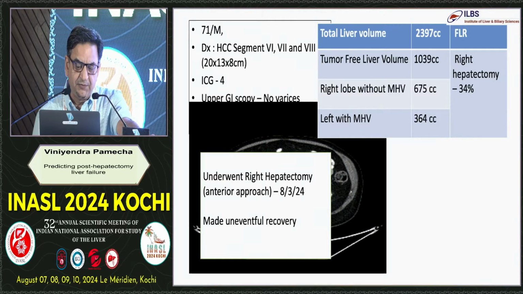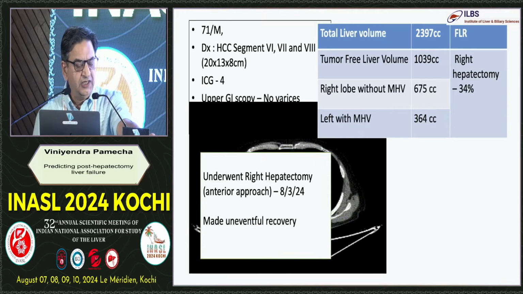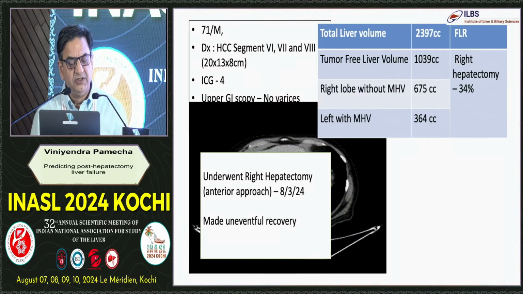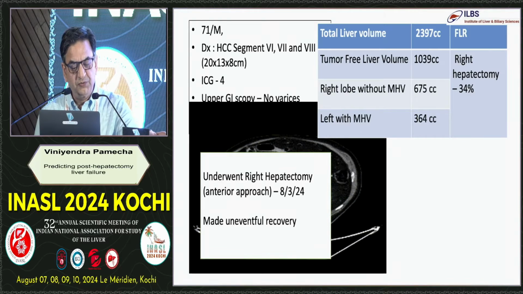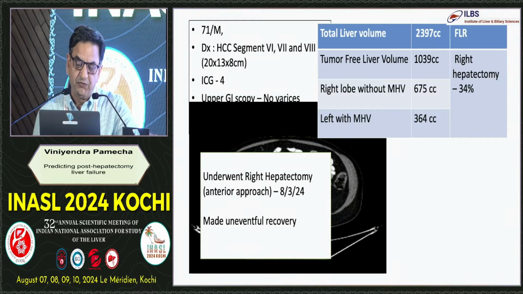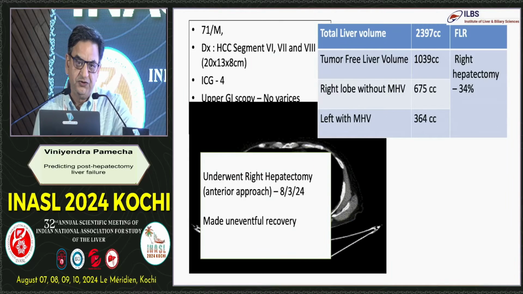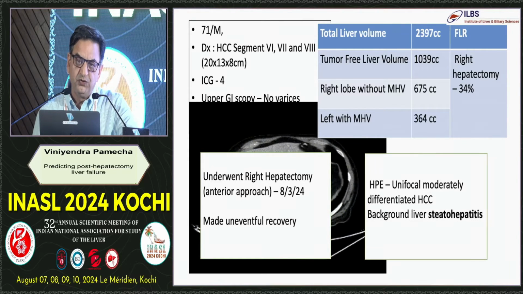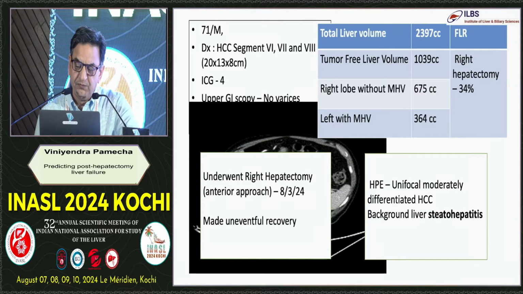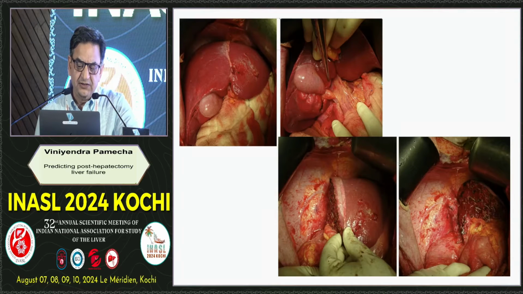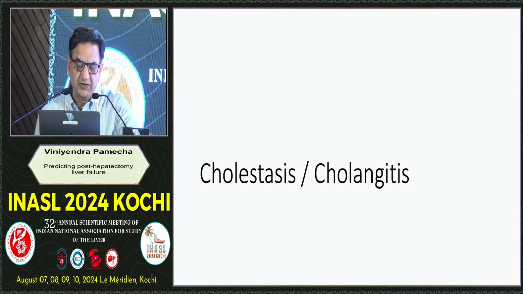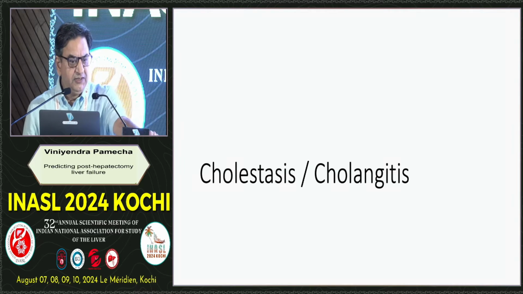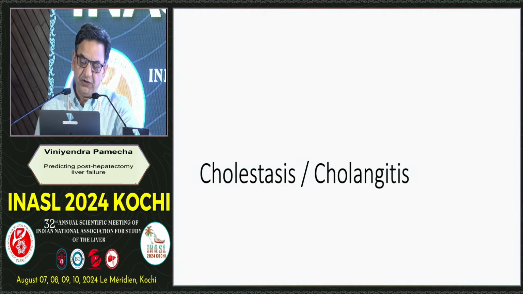He underwent a right hepatectomy with an anterior approach and made an uneventful recovery. So these are important things when you're looking at volumetry: that tumor volume needs to be subtracted, what will be the extent of the resection, whether you're going to save the middle vein or not, and those actually determine the outcome. This was a unifocal HCC, these are just intraoperative photographs, and this is the postoperative follow-up CT scan as well.